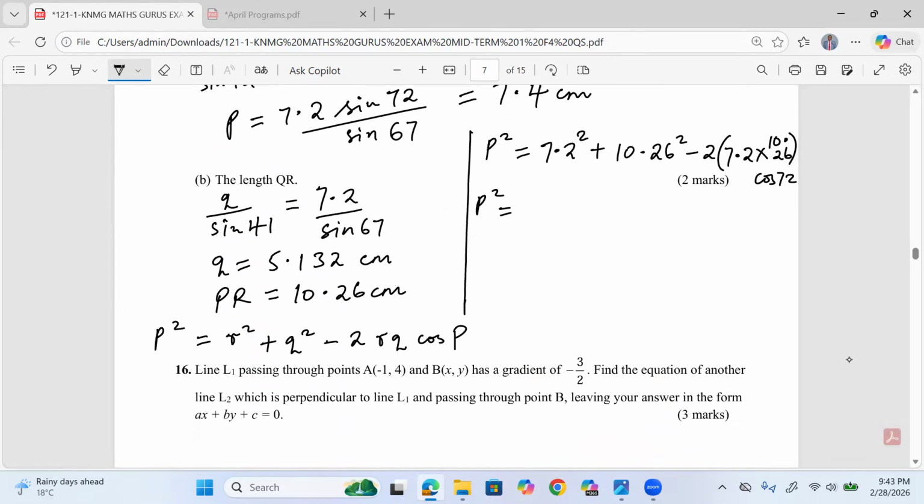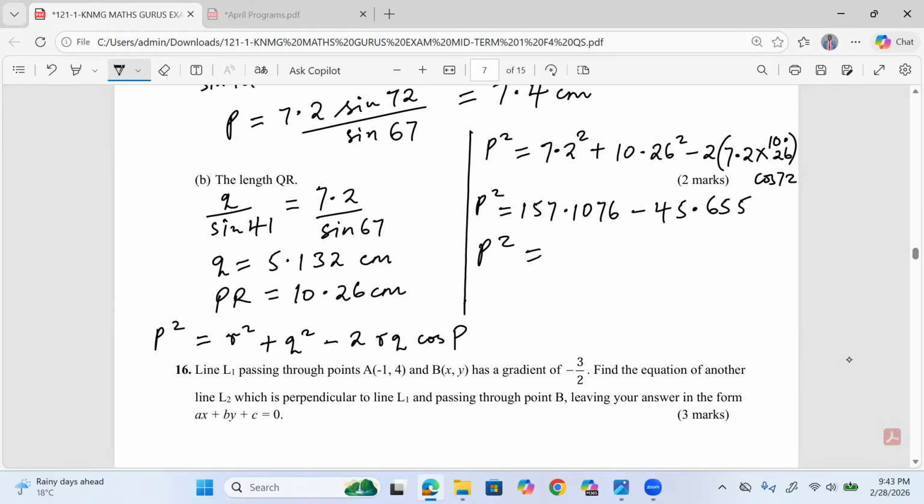P squared equals, let me work out now, 7.2 squared plus 10.26 also squared. This is giving me 157.1076. I subtract 2 multiplied by 7.2 times 10.26 cos 72. I'm getting 45 here. Then 0.655.